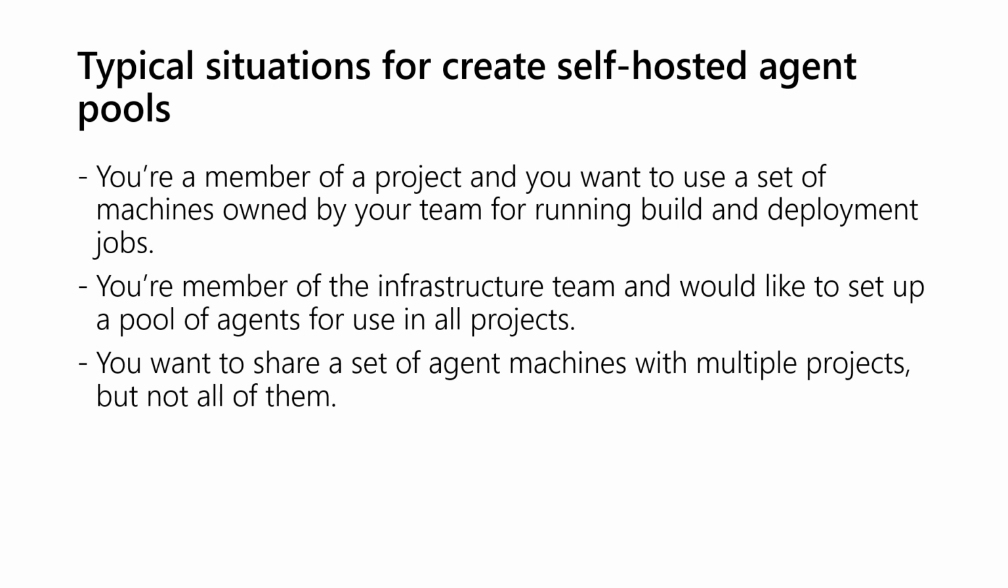You want to share a set of agent machines with multiple projects, but not all of them. First, create a project agent pool in one of the projects and select the option to create a new organization agent pool while creating that pool. Next, go to each of the other projects and create a pool in each of them while selecting the option to use an existing organization agent pool. Finally, install and configure the agent to be part of the shared agent pool.